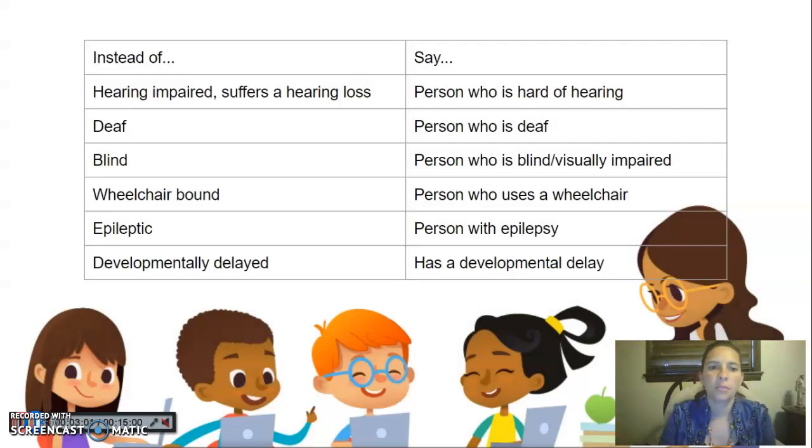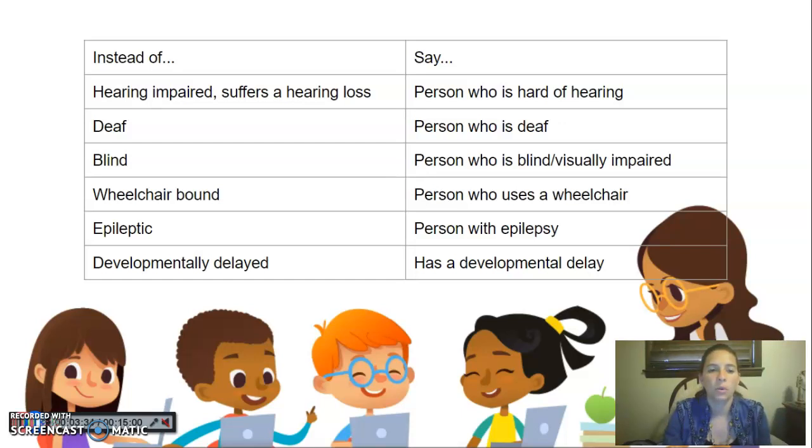Instead of a hearing impaired, or instead of suffers a hearing loss, we say a person who is hard of hearing. Instead of deaf or blind, we can say a person who is deaf, or a person who is blind or visually impaired. When speaking of a person who uses a device, instead of having the device control them, as in the case of saying wheelchair bound, we should always have the person controlling the device. So saying a person who uses a wheelchair.